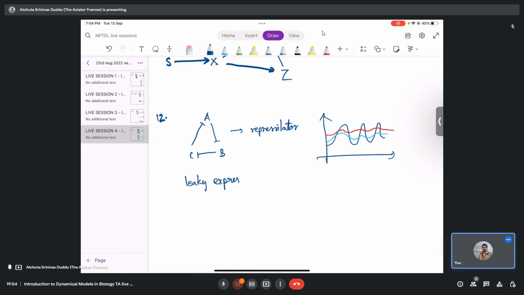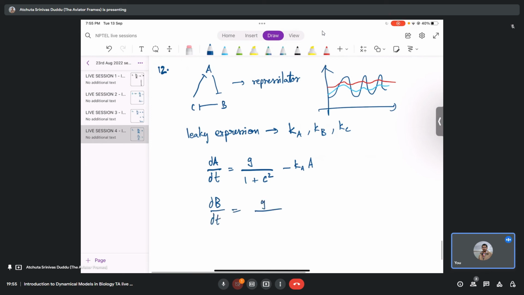Leaky expression. So what does this mean? Leaky expression means the degradation rates, that is Ka or Kb or Kc. When you write the equations for all of these repressilators, it's kind of like this. I'll write down the equations for them. So we have dA/dt equal to, taking constants and everything common for simplicity's sake, g by 1 plus c squared, with the Hill's coefficient I'm just taking as 2, minus Ka into a. And then dB/dt equal to g by 1 plus a squared minus Kb into b, and dC/dt equal to g by 1 plus b squared minus Kc into c. I have to write small letters since I've written them everywhere. Okay, so these are the equations.